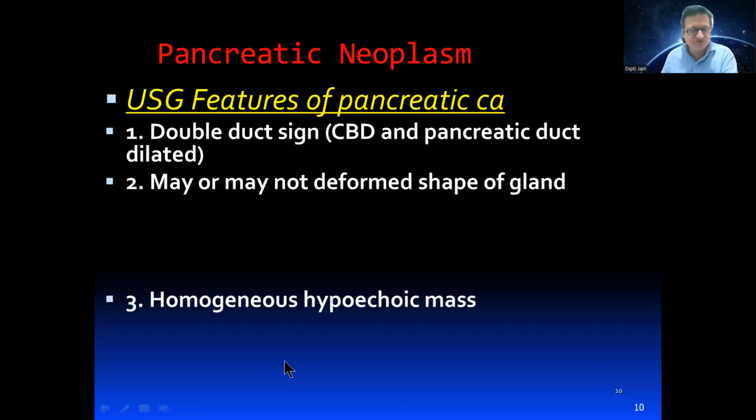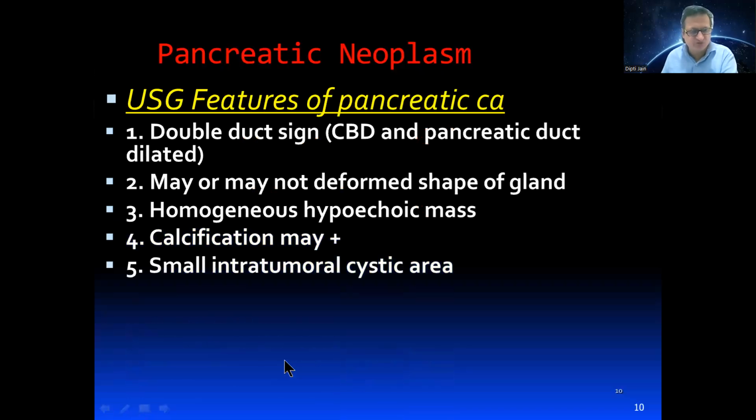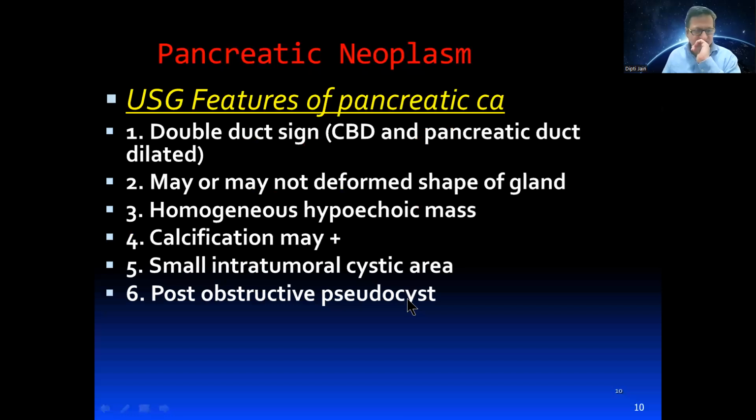Then the USG features of pancreatic carcinoma: the most important is the double duct sign, where the CBD and pancreatic duct are dilated. There may or may not be a deformed shape of the gland, a hemorrhagic or hypoechoic mass, and calcification may be there. Small intratumoral cystic areas may be there. A posterior obstructive pseudocyst may be present, or glandular atrophy may be a presentation of pancreatic carcinoma. But the most important is the double duct sign.